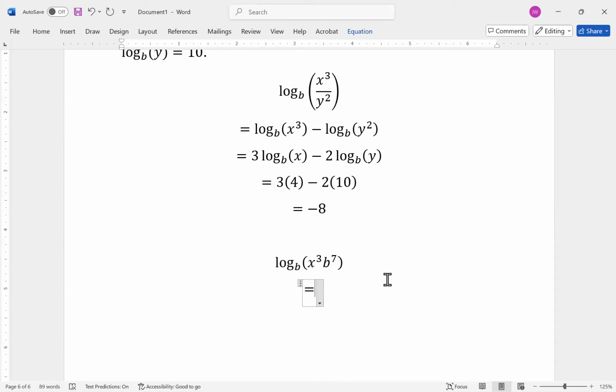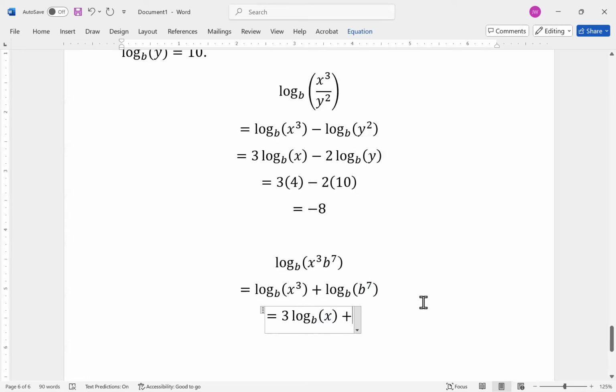So here we'd start out by using the product rule. This is log base b of x to the third plus log base b of b to the seventh. In the first part of that expression, I would use a power rule. That would give me 3 times log base b of x.